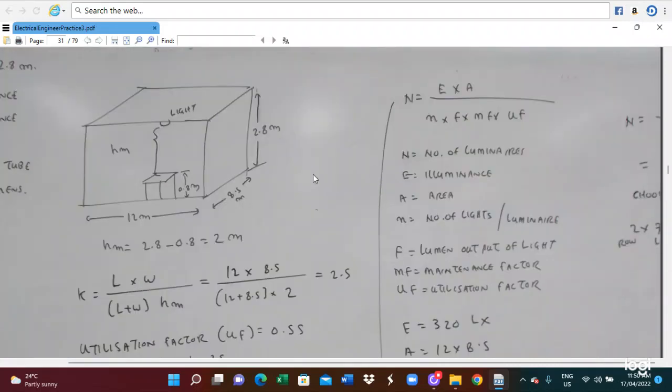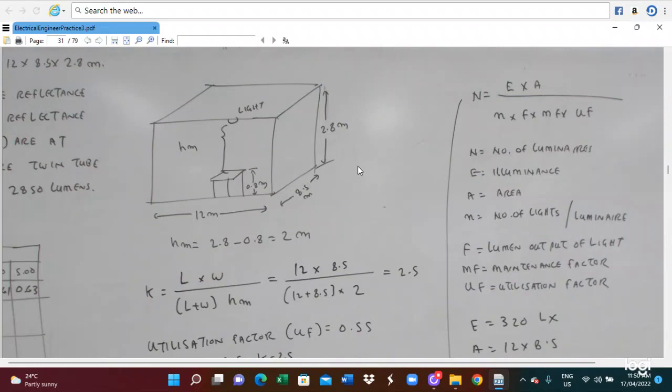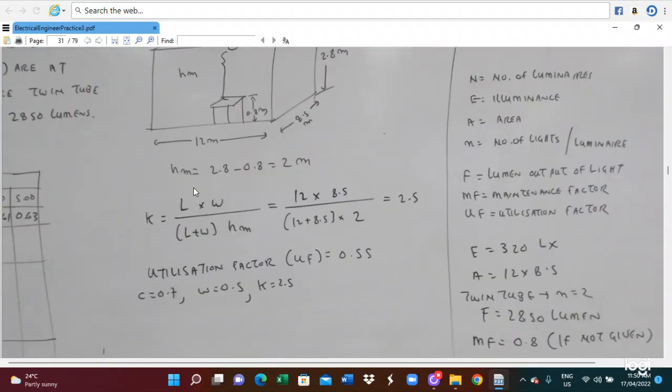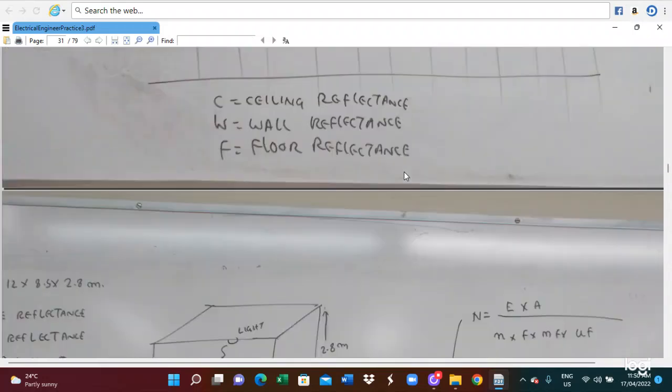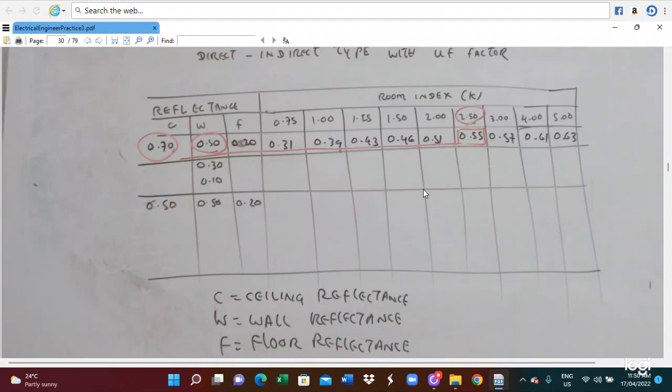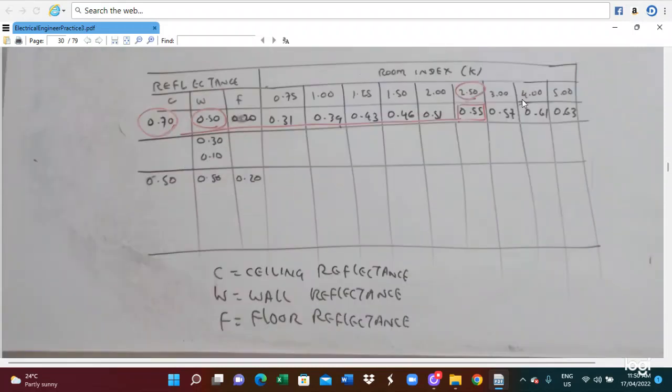So first we calculate the K value. K is L W divided by Hm times (L plus W). So 12 into 8 by 5 into (12 plus 8), so you get 2.5. The utilization factor is 0.55, C is 0.7, W is 0.5, and K is 2.5. So those things you can get for CW and K value from this table. Depending on the room index, you can get the CW and K value.